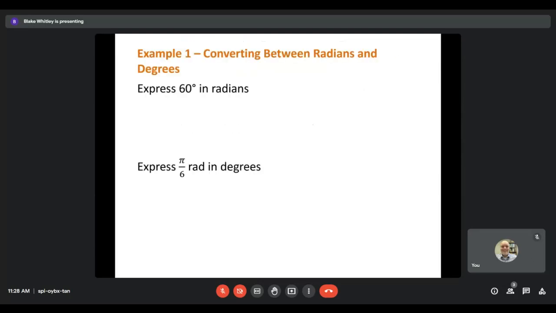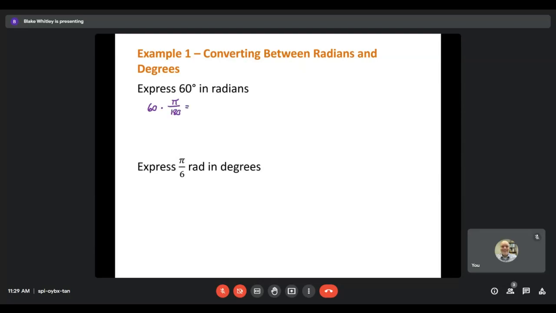All right, so our first example here, we want to express 60 degrees in radians. So notice we're going from degrees to radians. So if you remember what we saw on the previous slide, we're going to take that 60 degrees, we're going to multiply by pi over 180.